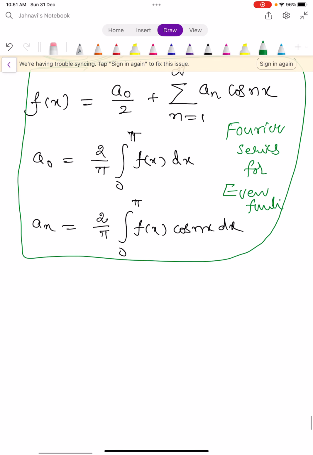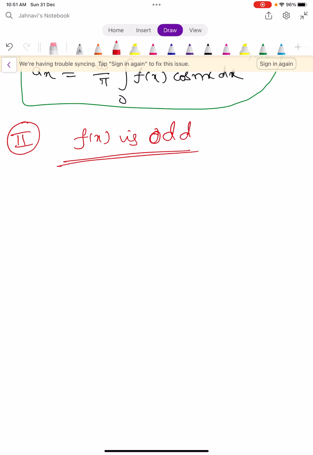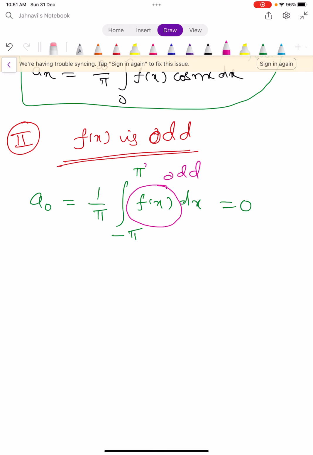We go for case 2 whenever f of x is odd. Let us take case 2, where the function f of x is an odd function. Remember that if f of x is odd, then a naught, which is 1 by pi integral minus pi to pi f of x dx, obviously becomes 0 because this integrand is odd and the limits are the same with opposite sign, minus pi to plus pi. So the integral becomes 0, and a naught is equal to 0.